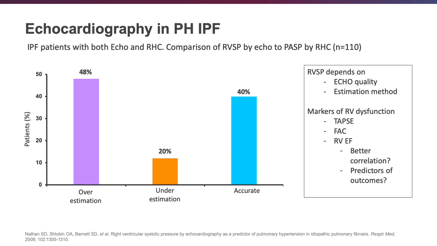Now, some of the data that I'll show you a little bit later will talk about other markers of RV dysfunction and their utility in prognostication. RVSP is a little bit tricky. Echocardiographic quality is very important, as well as estimation of RVSP. We do know that RVSP can be elevated in patients who have biventricular heart failure in the setting of diastolic dysfunction.